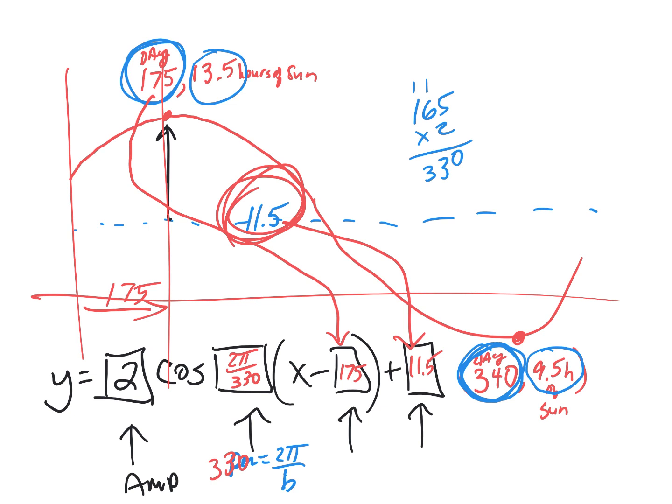Yay. That's basically the equation for a mythical city that had its peak amount of sunlight on the 175th day and its lowest amount of sunlight on the 340th day. I think you get the idea.